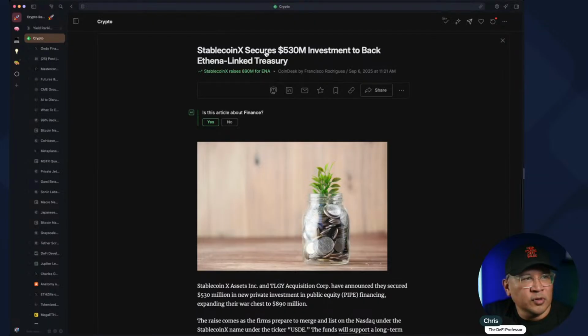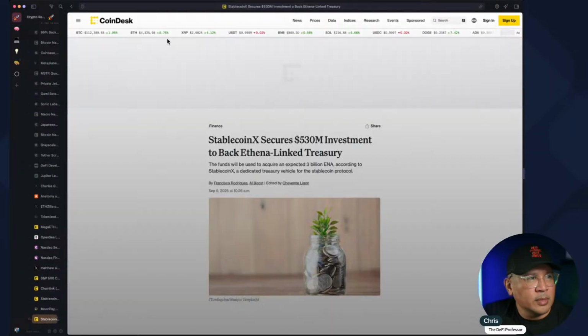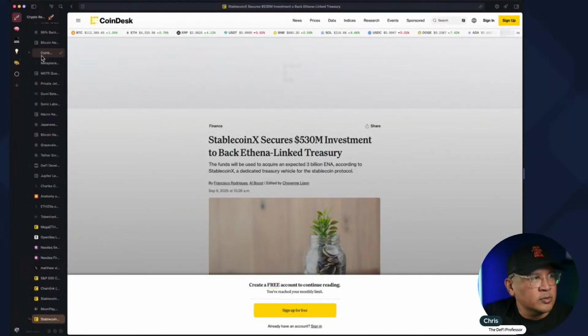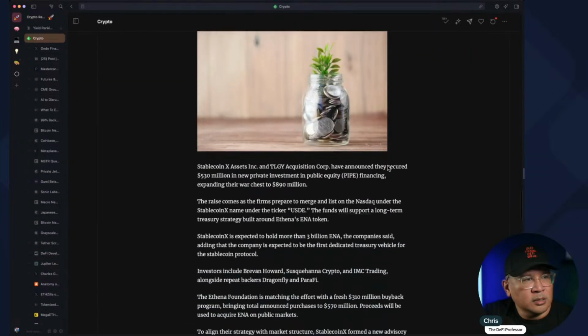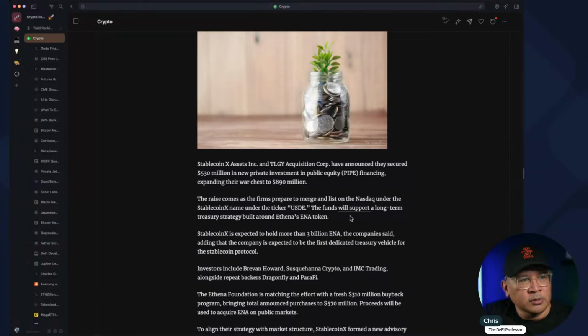Stablecoin X secures $530 million investment to back an ENA-based treasury. I'm a big fan of Athena. I don't think that's a shock because Athena is barely a year and a half old, which is fascinating, that they've been able to leapfrog DAI or Sky Money to become the third biggest stablecoin in all of DeFi behind USDC and USDT. And they've done it in a way that's really different, right? Because they take minted money, put it in ETH validator stuff, and then also use some of the money to short BTC and ETH futures, amongst other things.